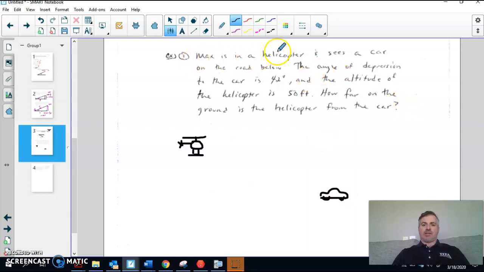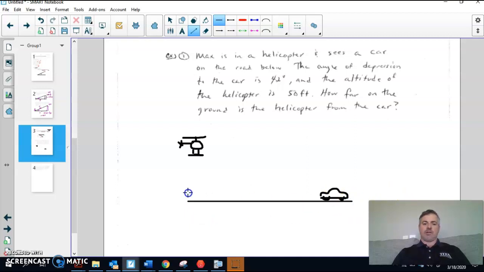So Max is in a helicopter and sees a car on the road below. The angle of depression to the car is 42 degrees, and the altitude of the helicopter is 50 feet. How far on the ground is the helicopter from the car? First of all, this car is on the ground, which makes a horizontal line. So there's the ground. It talks about the angle of depression from the helicopter, so it has to be made with a horizontal line. A horizontal line looking straight out of the front of the helicopter would be that. The angle of depression is made with that horizontal line looking at the car down on the ground.